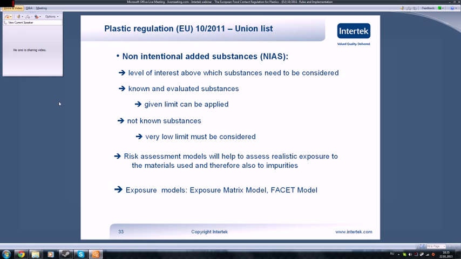And one has tried to get a little bit more knowledge about the substances and to get an approach which is reasonable, makeable, payable. So risk assessment models were developed which help to assess realistic exposure to the materials used and therefore also to the impurities. There are now two major exposure models. One is already available, but only to a certain group because they have paid for it. It's the exposure matrix model. The second one, the FACET model, it's finalized, but it's still in the testing phase. So reasonably, it can be reckoned that it will be available end of this year.